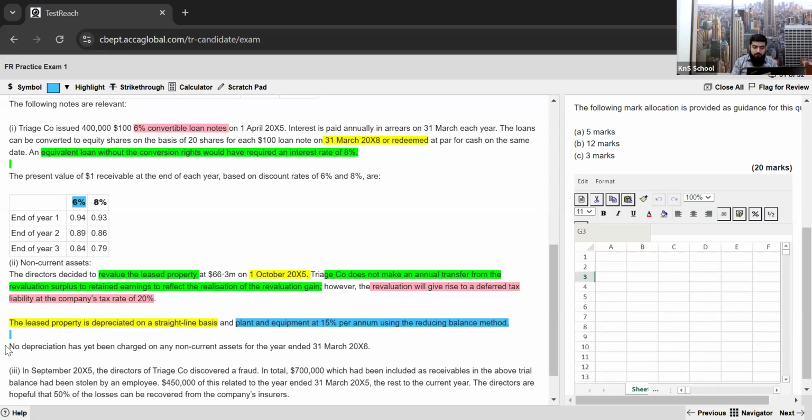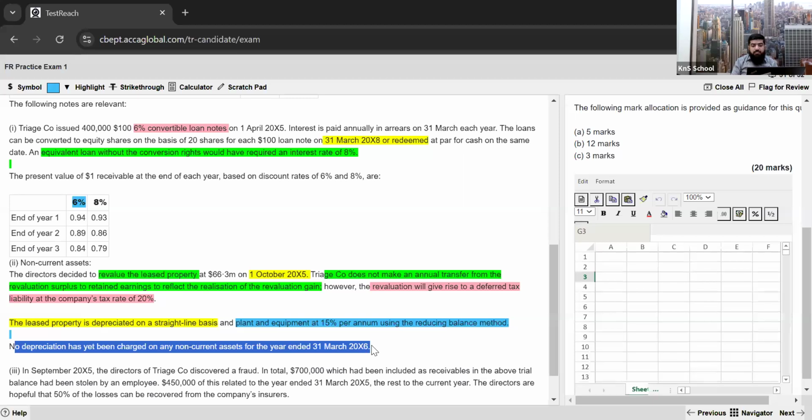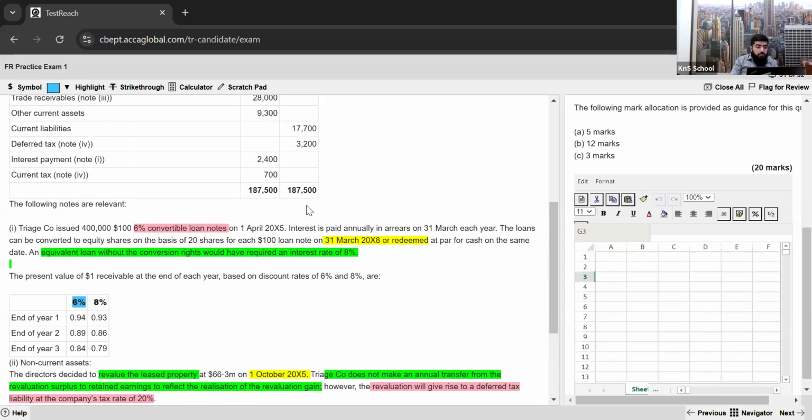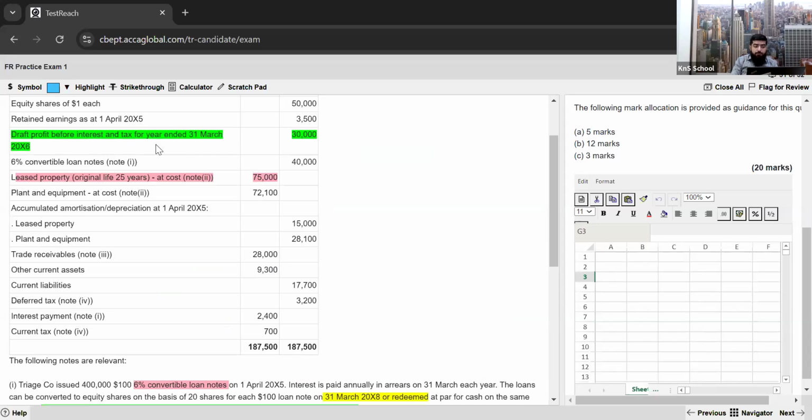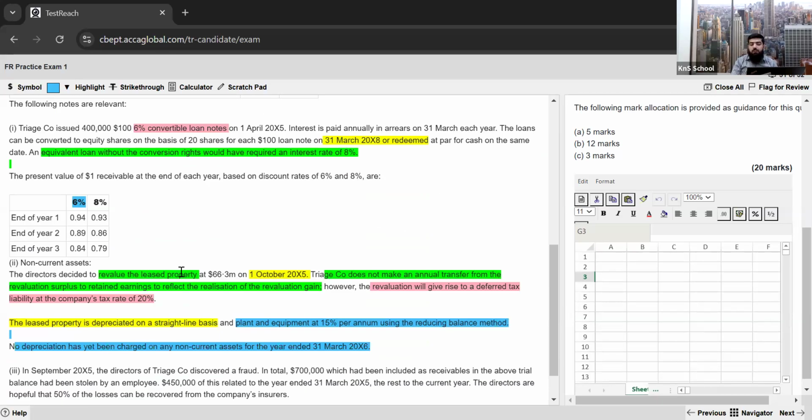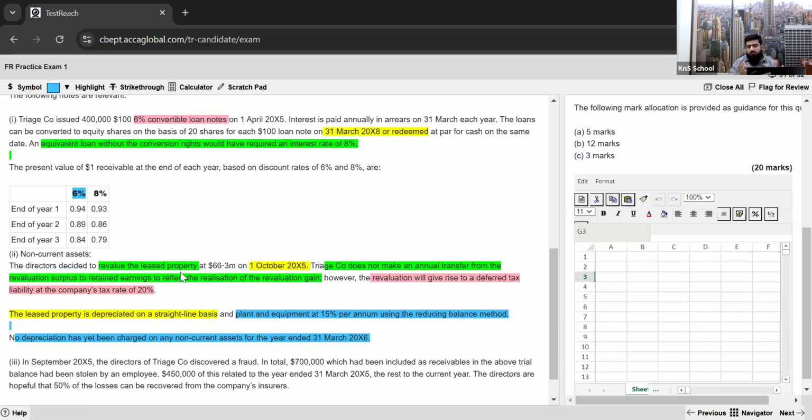Now, clarification is given over here that no depreciation has yet been charged on any non-current asset for the year, which means that for the current year, no depreciation has been calculated. So we need to calculate the depreciation, which indicates that in this draft profit, depreciation expense has not yet been accounted for. I told you at the start of the session, there is nothing impossible in that particular adjustment. Only you have to revalue the leased property and charge the depreciation for two assets, that is the leased property and the plant and equipment.